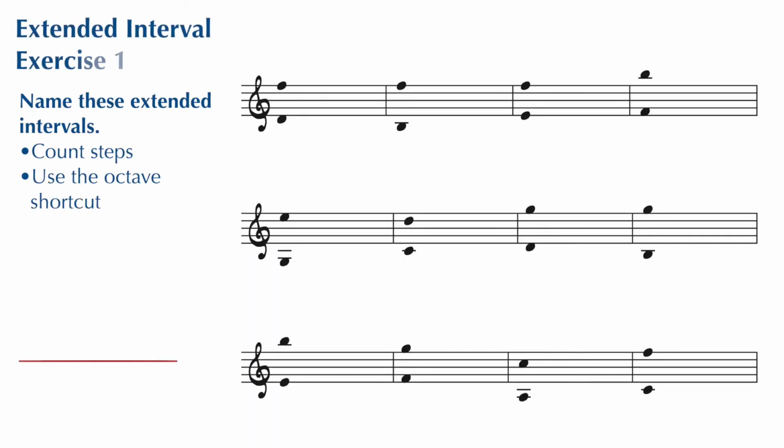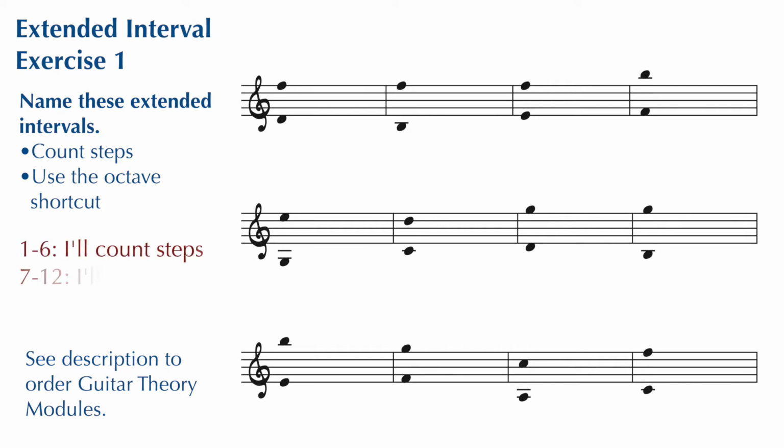At the top of page 178, we have Extended Interval Exercise 1. Your job is to name these extended intervals, and you can either count each step or you can use that octave counting shortcut I showed you on page 177. For numbers 1 through 6, I'm going to count the steps, and in 7 through 12, I'm going to use that octave shortcut.